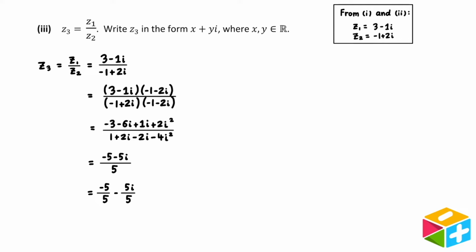From here, we can do some simplification. -5 over 5 is -1, and -5i over 5 is -1i. And this is our final answer.